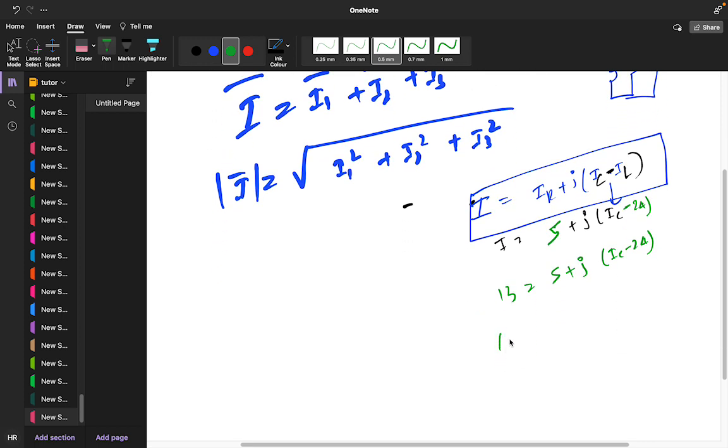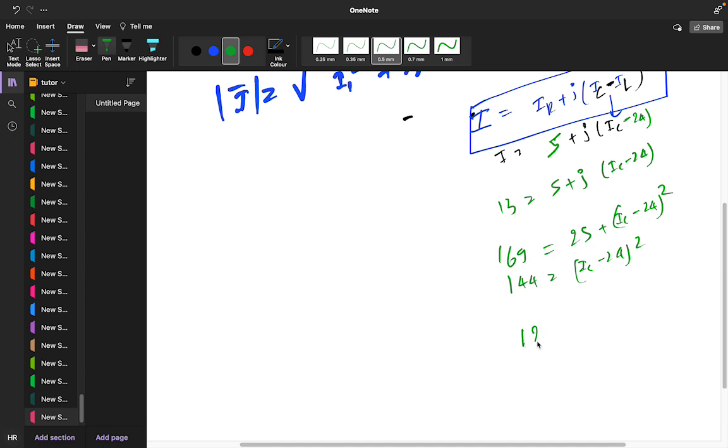Now solve this: 169 equals 25 plus the square of IC minus 24. If you solve this, 169 minus 25 will be 144, equals IC minus 24 the whole square. The square root of this is plus or minus 12. You are getting IC minus 24.